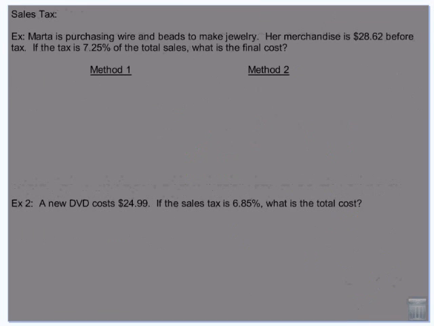Okay. The way tax works, right? We have our purchase price plus the tax is equal to the money we have to pay. Correct? Well, tax is found by doing percent times the purchase price.